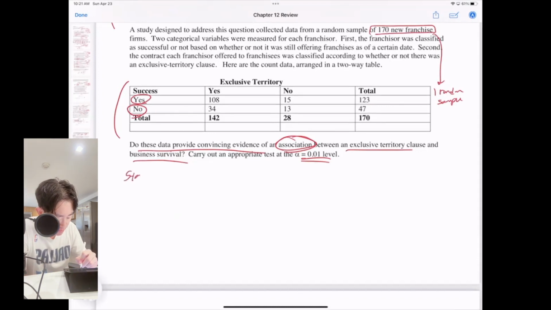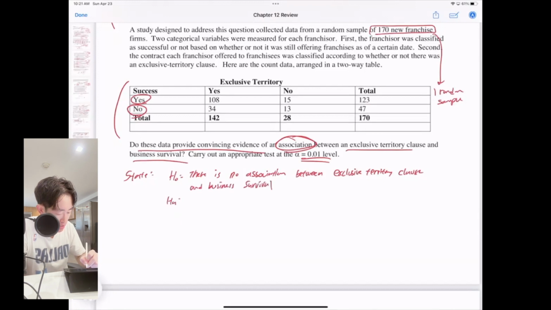So, stating H sub 0: there is no association between exclusive territory clause and business survival. And H sub A is just going to be the same thing, but that there is an association. Just to verify, it's no association versus there is an association.